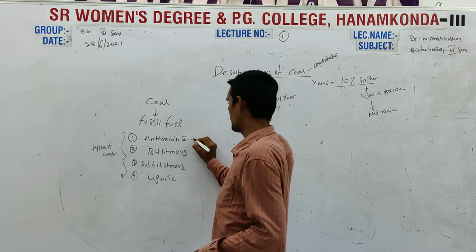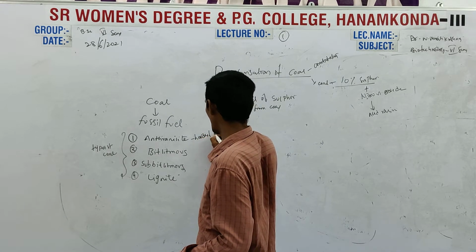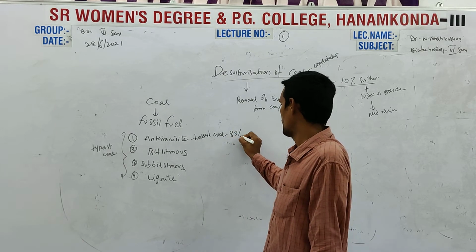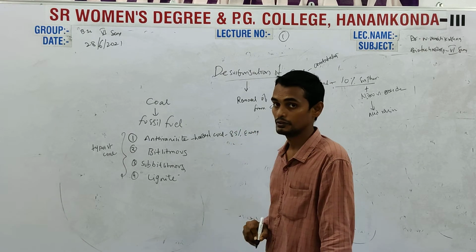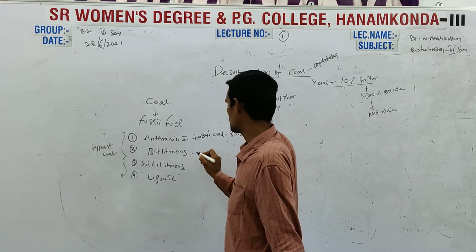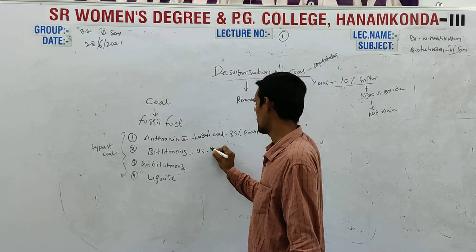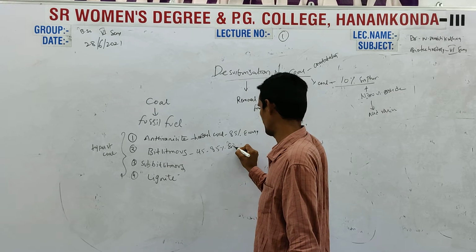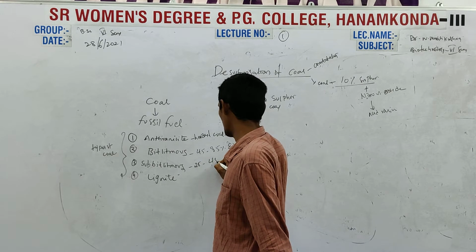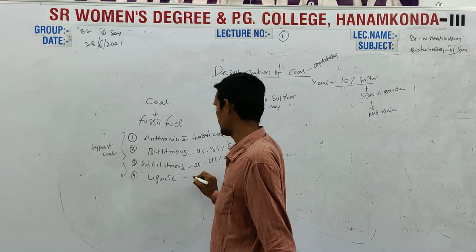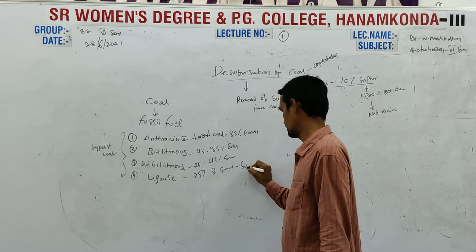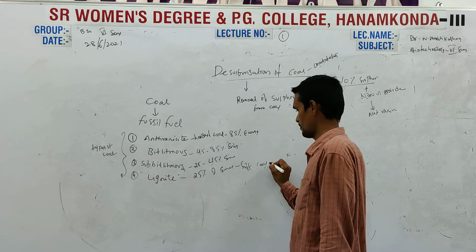Anthracite is the hardest coal, which on combustion gives 85% of energy, high energy. Coming to bituminous, which gives 45 to 85% of energy, and sub-bituminous, that is 25 to 45% of energy, and lignite, which gives up to 25% of energy and is called a soft coal.